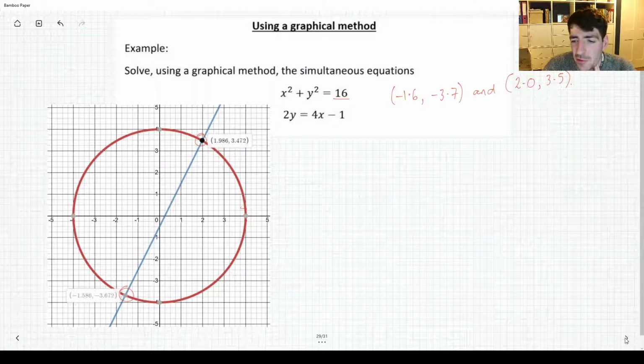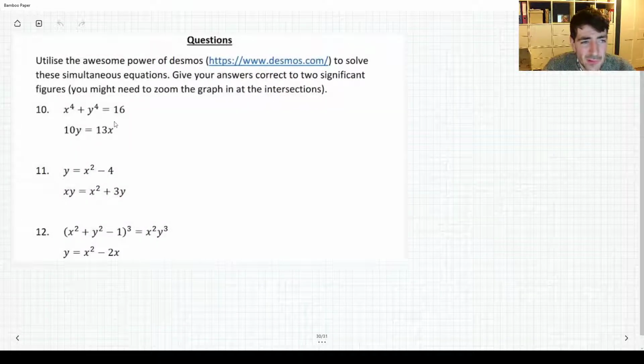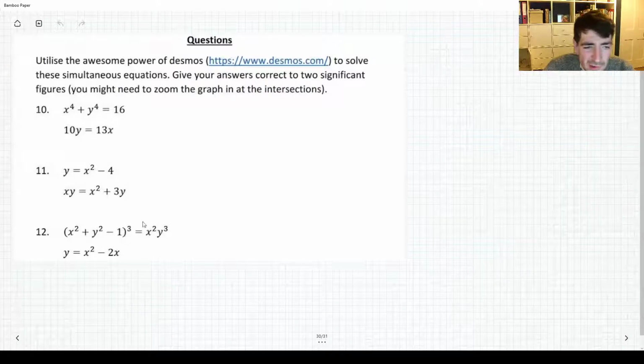So the last thing I want you to do is I want you to have a go at these three. These are some slightly more unusual equations, especially number 12. I think you'll like that one. So if you can go onto Desmos, type in both equations, and then find where the two functions intersect. Each of them will have two solutions, and if you can try and give them to two significant figures, that would be good. So you can pause this now and we'll finish with the answers.